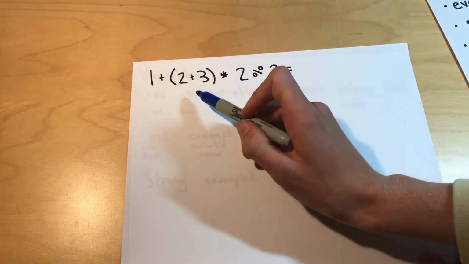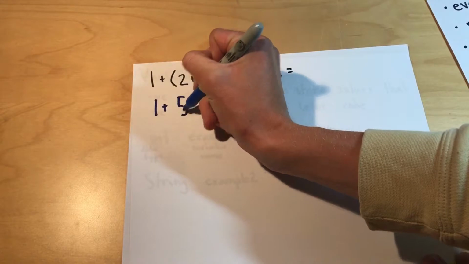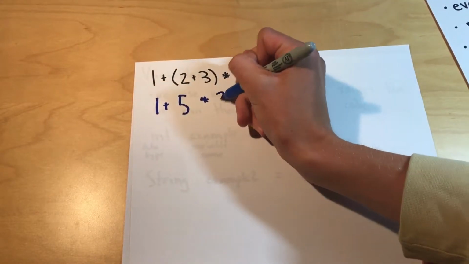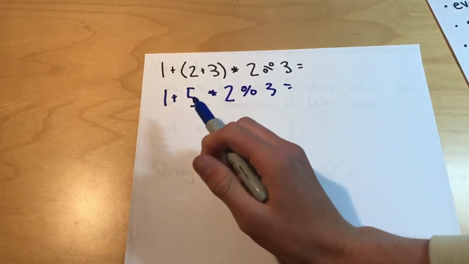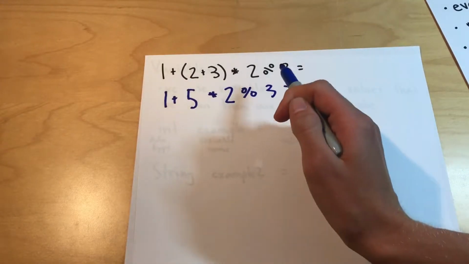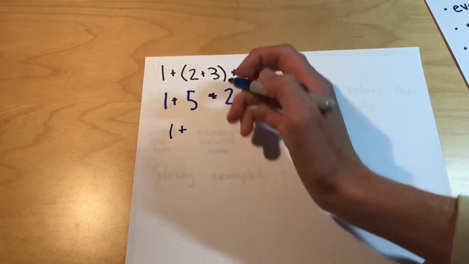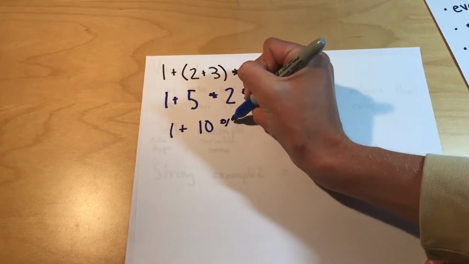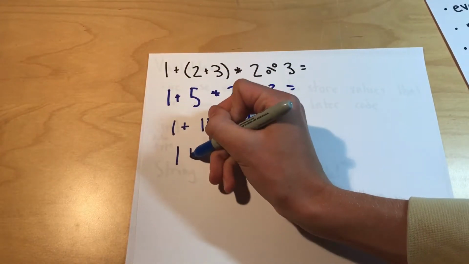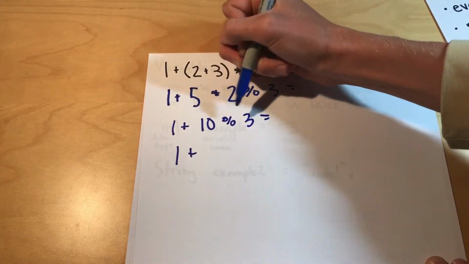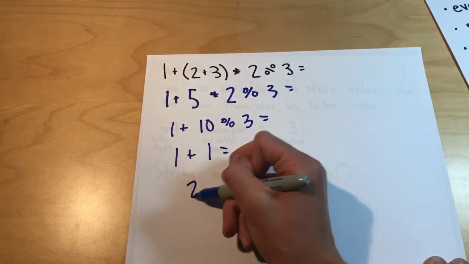So first, we see parentheses, so we'll start with that operation first. 1 plus 5 times 2 modulus 3. Now we look, our multiplication and modulus have higher precedence than our addition, so we'll do that last. We keep the 1 plus 5 times 2, 10 modulus 3 equals, now we'll do the modulus, 1 plus, we have, after we divide 10 by 3, we have 1 remaining, 1, and so our final answer will be 2.